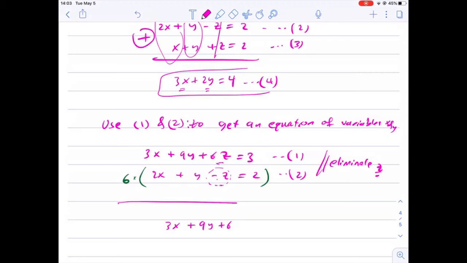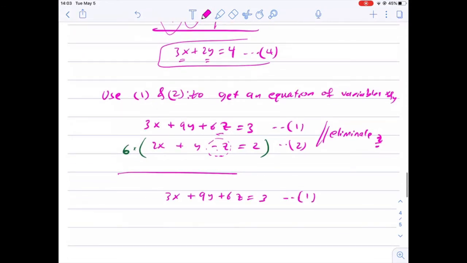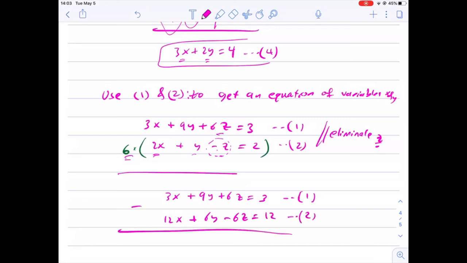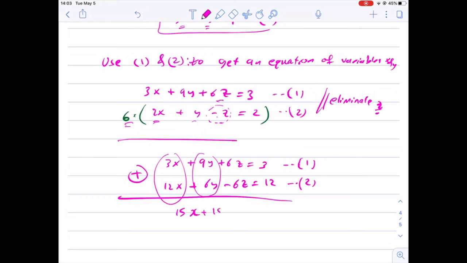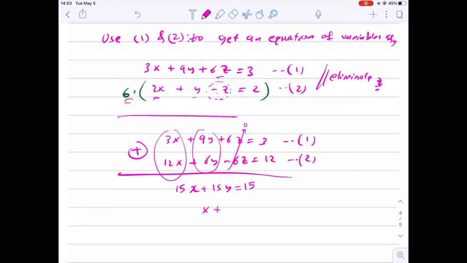The first one, we didn't change anything on the first equation. The second equation becomes 6 times 2x is 12x. We should multiply each term of the equation by that 6. 6 times y is 6y. 6 times negative z, negative 6z. 6 times 2, 12. This is the second equation. Now we can add. 3x plus 12x is 15x. 9y plus 6y is 15y. And 6z and negative 6z is 0, and on the right hand side we have 15. So we divide each term by 15, we get x plus y equals 1.